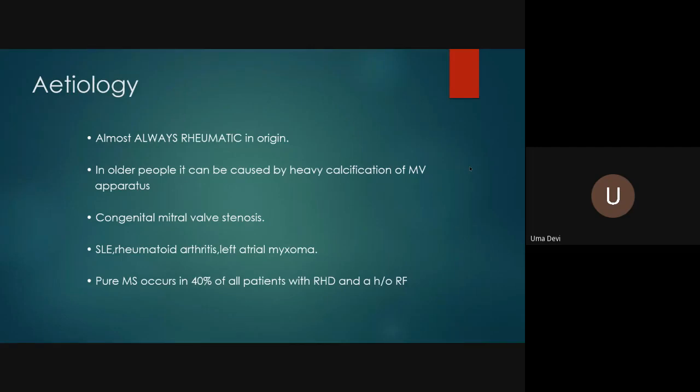In older people, it can be caused by heavy calcification of the mitral valve apparatus. That is very rare. As far as mitral stenosis goes, when you are in the clinics and we ask you what is the cause, it is always rheumatic unless very rare. And clinically, we are not going to be able to make out the congenital mitral valve stenosis. Other causes are SLE and rheumatoid arthritis.